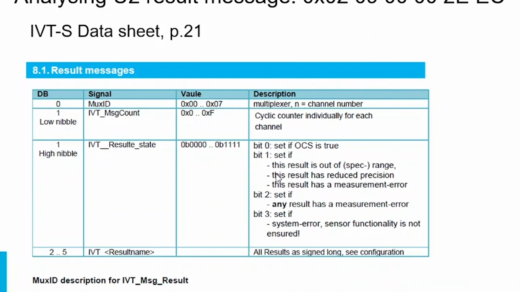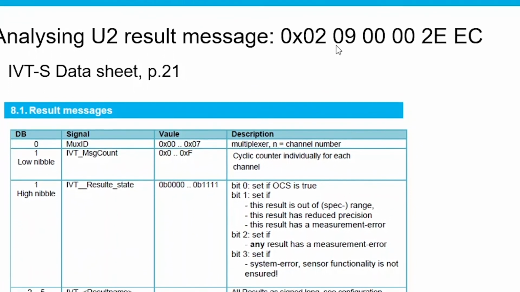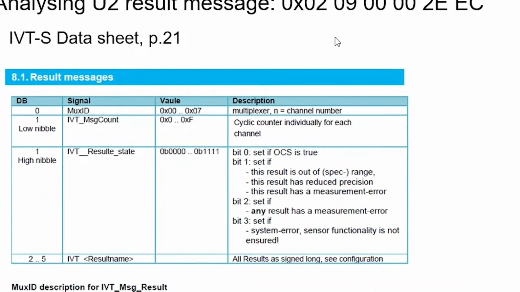The high nibble is activated if there's any kind of error or an overcurrent signal. As you can see, of the 4 bits, bit 0 is set if there's an overcurrent signal, bit 1 is set if the result is out of spec or out of range, bit 2 is set if any result message has a measurement error, and bit 3 is set if there's a system error. As the high nibble of data byte 1 is 0, we know there's no error.